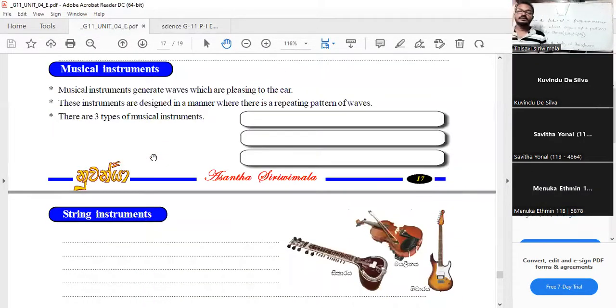Then comes musical instruments. As you know, there are different kinds of musical instruments, but we can categorize them under three groups. Musical instruments generate waves which are pleasing to the ear. These instruments are designed in a manner where there is a repeating pattern of waves. There are three types of musical instruments.